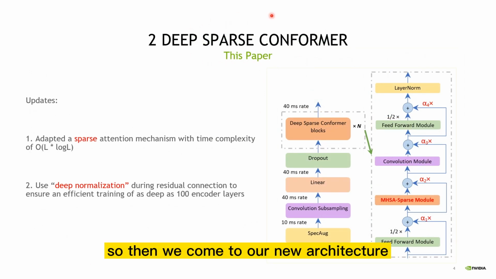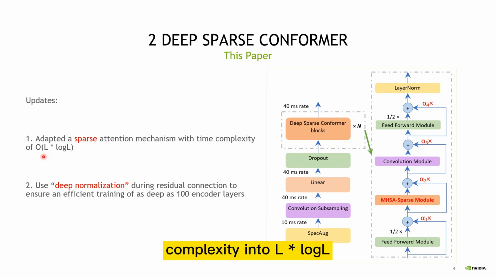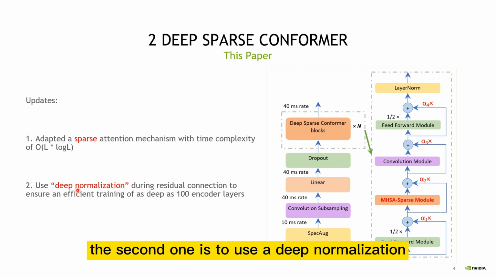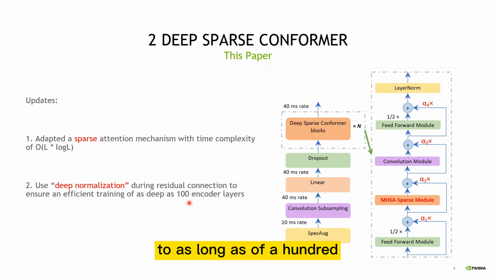So then we come to our new architecture. We name it Deep Sparse Conformer. We have 2 main updates. The first one is to use sparse attention, so that changes the L square complexity into L times log L. L is the number of frames, or the length of the input wave. The second one is to use a deep normalization to extend the encoder layers from 18 to as many as 100.